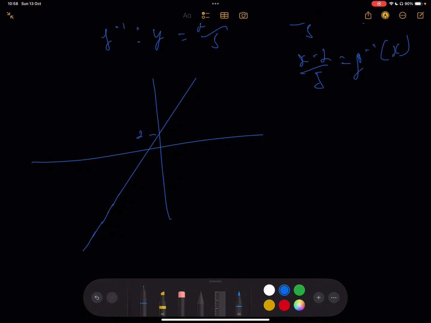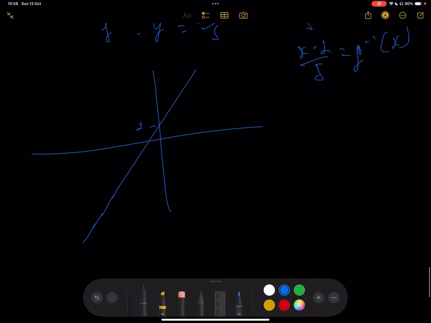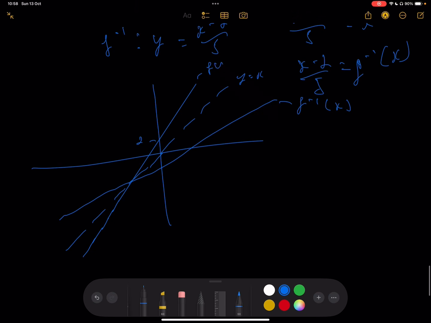So what can we do? Well, we use the line y is equal to x as our reflection line, or axis of reflection. So just imagine this dotted line is y is equal to x, passing through the origin, of course. And what do we do now? Well, we just simply reflect the lines. So this would be f minus 1 of x. This is f of x. As we can see, it's a clear reflection.